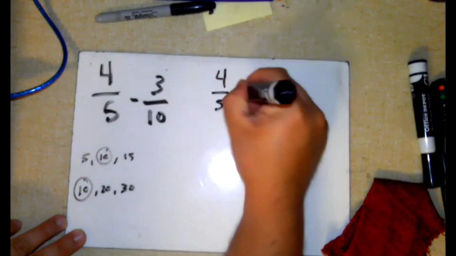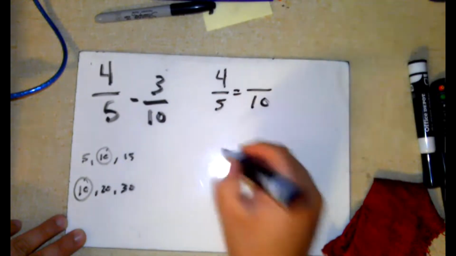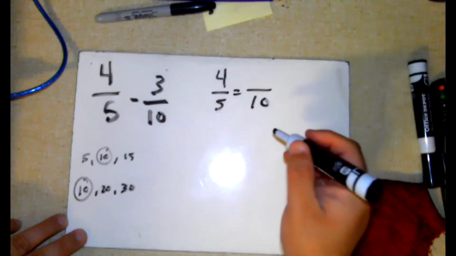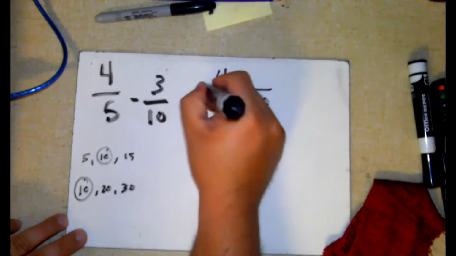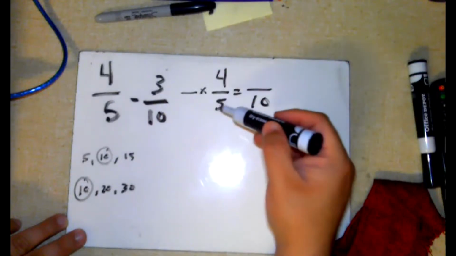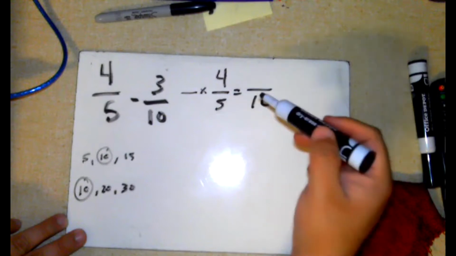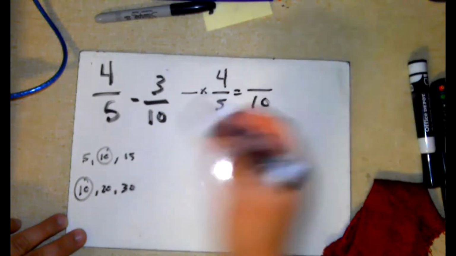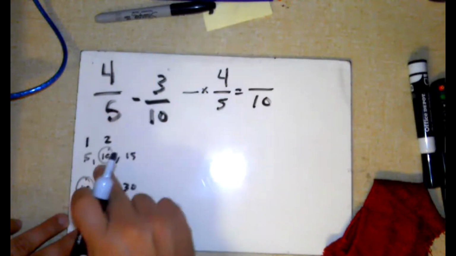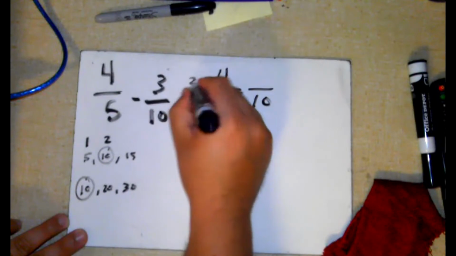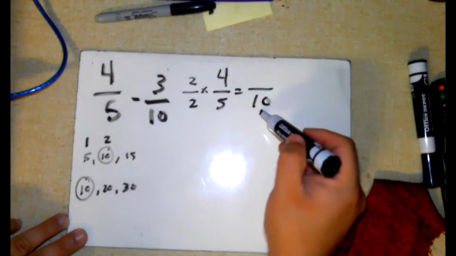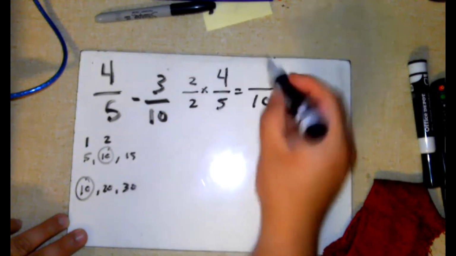So 4/5 equals something over 10. Okay. So we're going to multiply that by a factor. So what number do you multiply 5 by to get to 10? Well, if you don't remember, just use your factors. Just count 1, 2. Okay, so 2. Multiply denominator and numerator by the same factor. 2 times 5 is 10. 2 times 4 is 8.